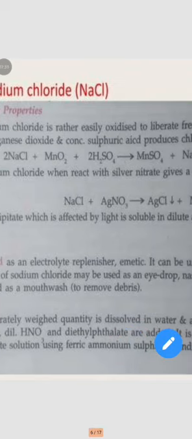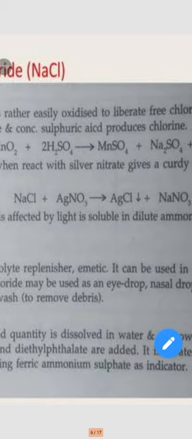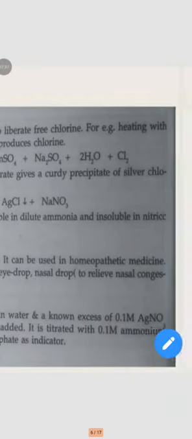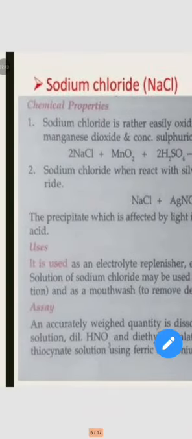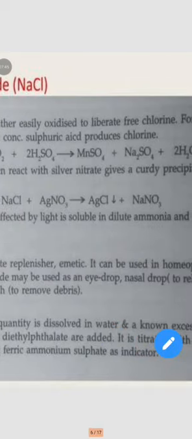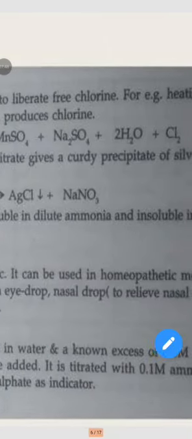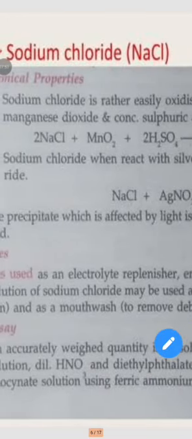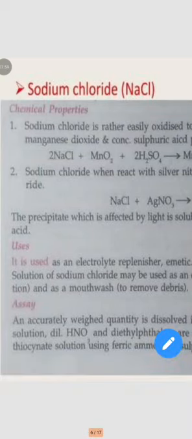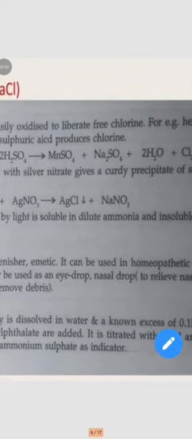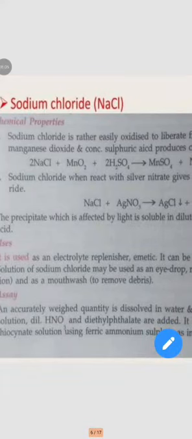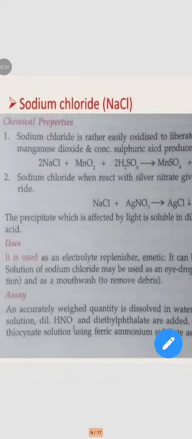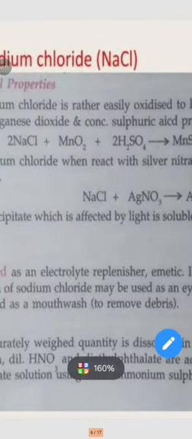Sodium chloride is used as an electrolyte replenisher. Then it is used as an emetic. It can be used in homeopathic medicine. A solution of sodium chloride may be used as an eye drop, nostril drops, and mouthwash. So sodium chloride is used as an electrolyte replenisher, emetic, and homeopathic medicine, and the solution may be used as eye drops, nostril drops, and mouthwash.